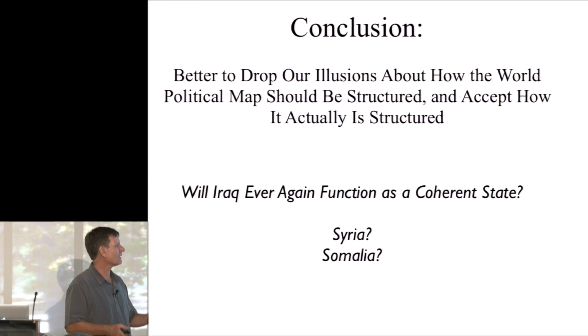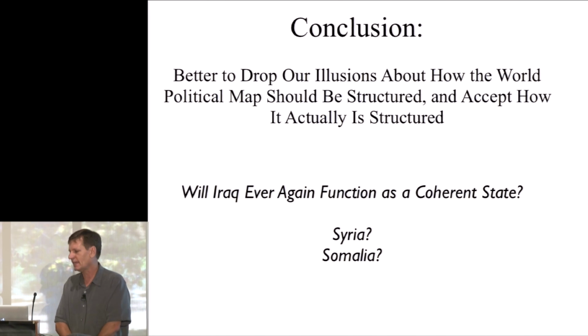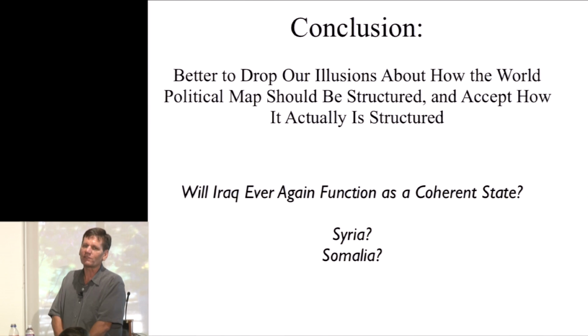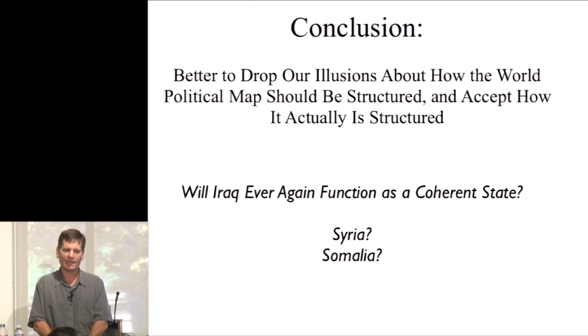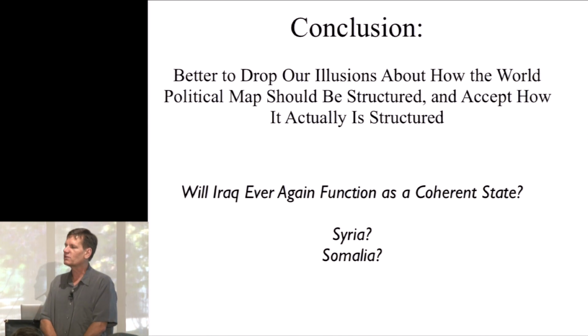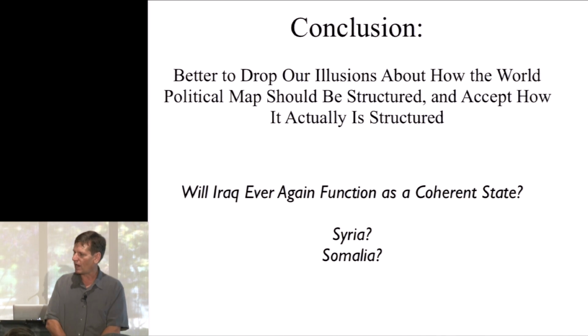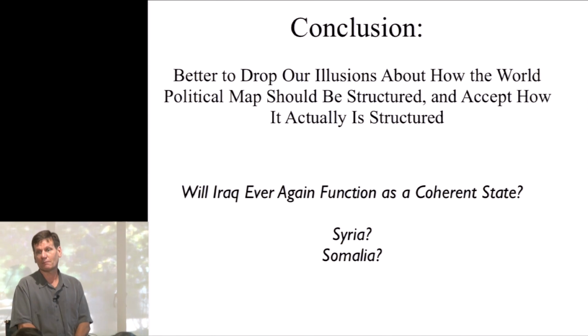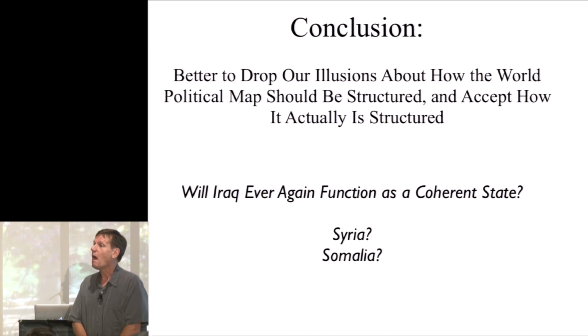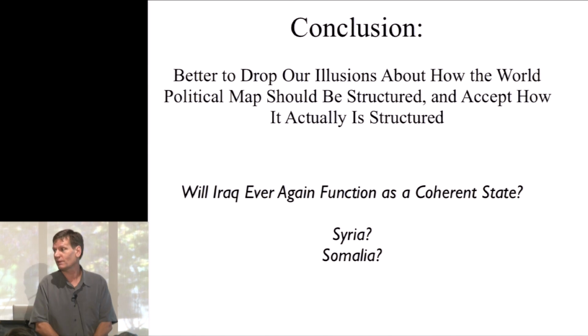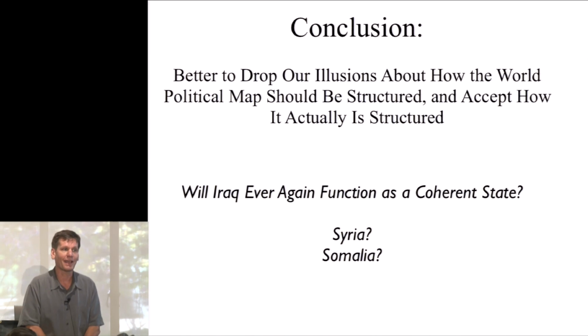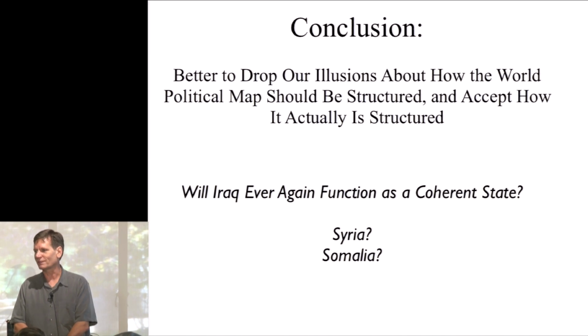So anyway, my final conclusion is, I think it's time for us to drop our illusions about this map and view the world more as it actually is. And I'd be extraordinarily surprised if Iraq or Syria or Somalia become coherent states within my lifetime. Maybe it will happen. All our foreign policy is premised on the fact that it will happen. You know what? It'd be nice if it would. I don't think it will, and I'd be willing to bet money that it's not going to happen. Although that isn't how it works in academia, is it?